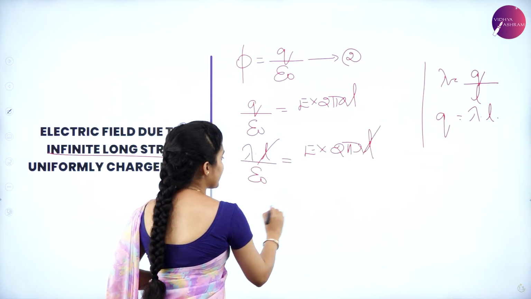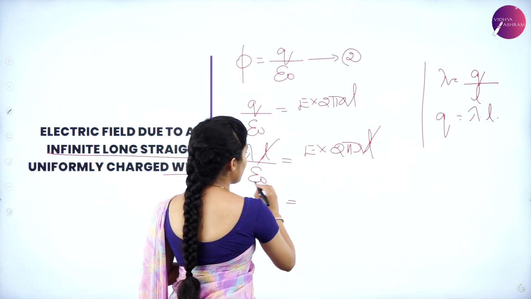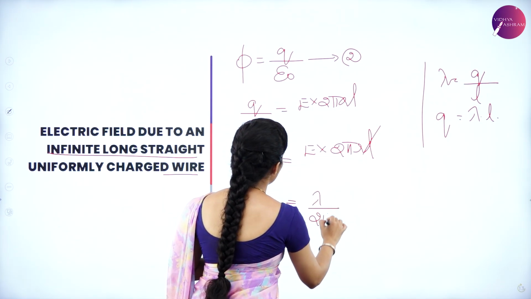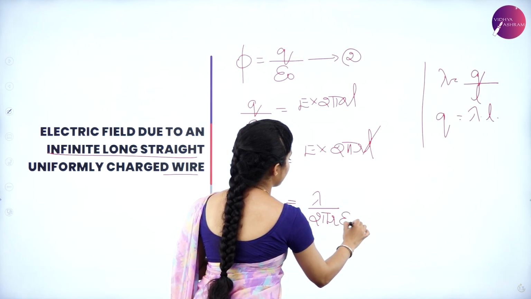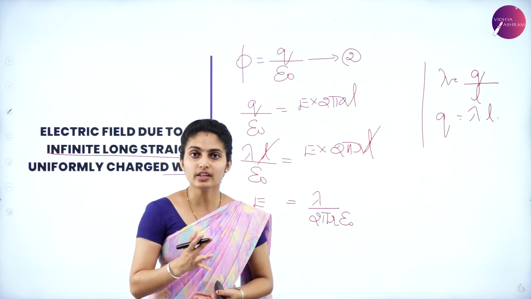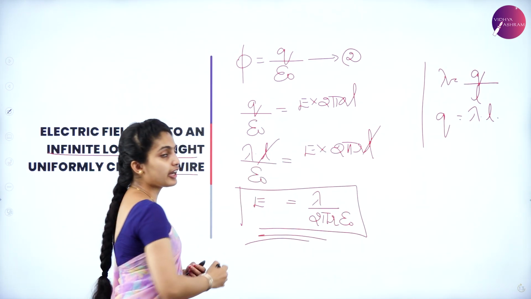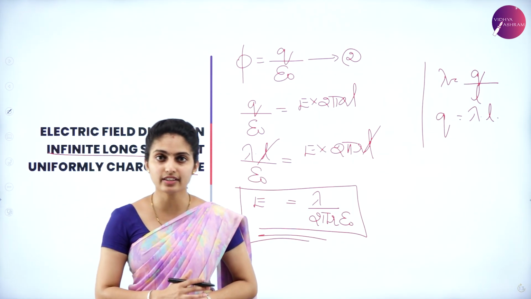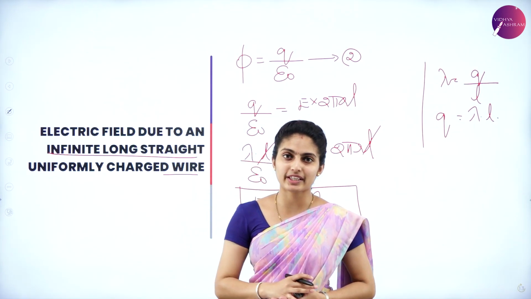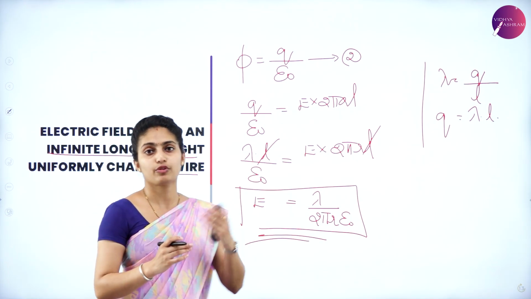So what is remaining is just E. Taking it to the left hand side, it is equal to lambda divided by 2 pi r epsilon naught. So this is the equation. Lambda by 2 pi r epsilon naught is the electric field in case of an infinitely long straight current carrying conductor. It's very easy, and this set of applications of Gauss law is also important from the exam point of view. They might ask any of the three.